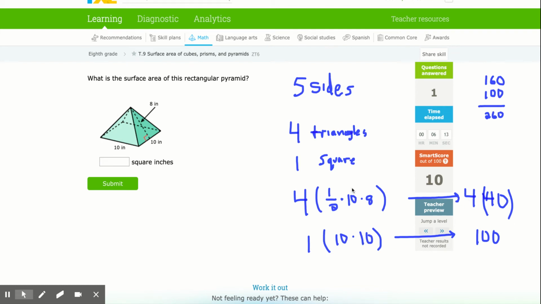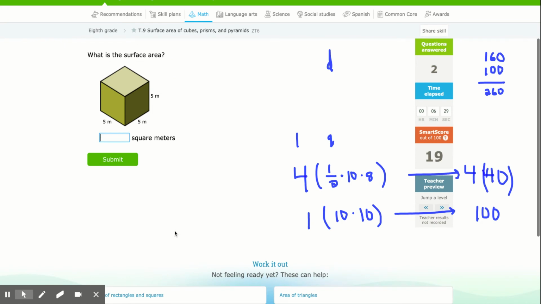So 4 times 40, because 1/2 times 10 times 8 is 40. 4 times 40 is 160. 10 times 10 is 100. 160 plus 100 is 260. So the surface area of this pyramid is 260 square inches.